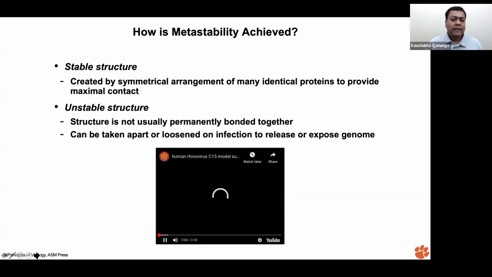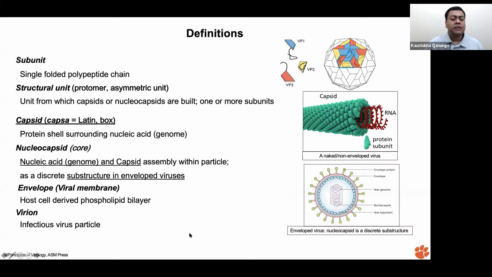Being said that, let's go to some of the definitions, a very important slide. So the first definition is what is a subunit in a virus structure. The subunit is a single folded polypeptide chain. And remember that a single folded polypeptide chain could be just a protein. And this single folded polypeptide chain is the tertiary structure of the protein.